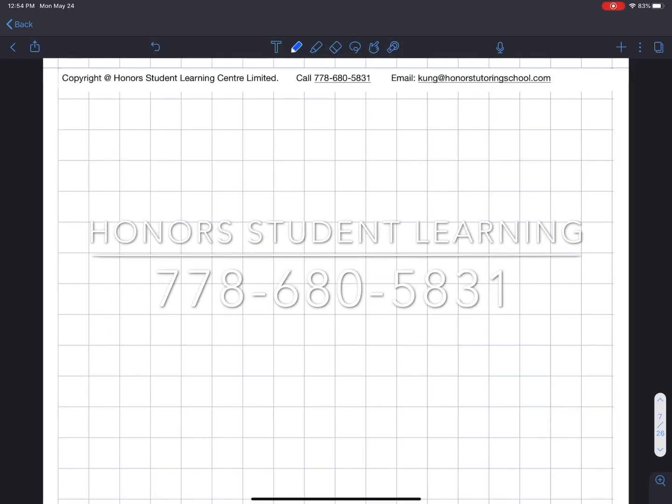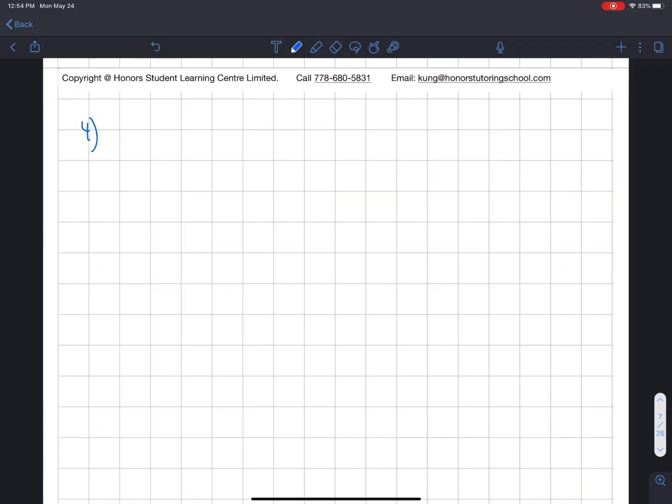Okay, moving on to question 4. 45 of every 100 Canadians are overweight. So we have the overweight over the total is 45 over 100. So that's the proportion, the ratio. If Canada has approximately 35 million people, how many of them are overweight?